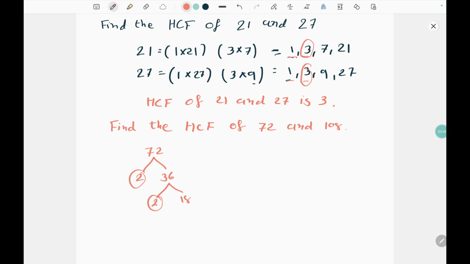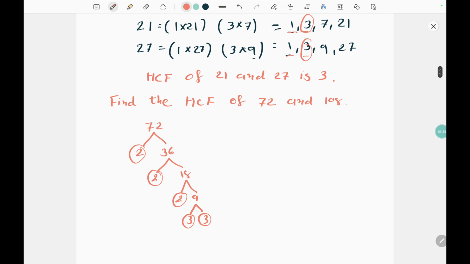So 2 is again a prime factor, so I circle it and I will move to 18. So 2 times 9 is 18, and of course 9 is 3 times 3, and both are prime factors, so I just circle them. Okay, now same thing on the other side, I will make the factor pairs of 108.